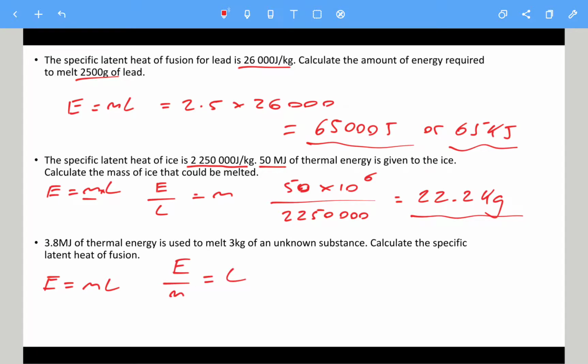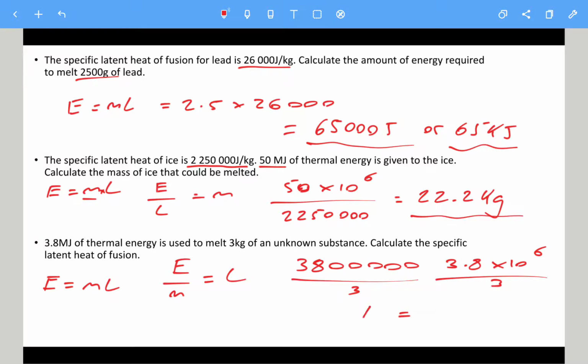So the energy is 3.8 megajoules, so 3,800,000. Or you could have done 3.8, mega being million, times 10 to the power of 6. Either or, completely up to you. And then divide either of them by 3. They'll obviously give you the same answer.